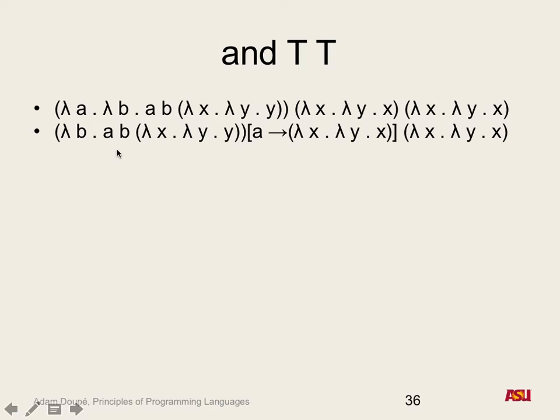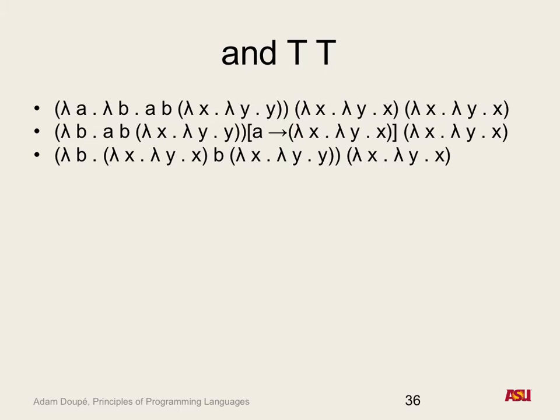So, inside here we're going to have lambda b dot a b, lambda x dot lambda y dot y, and inside here we're going to replace the a with lambda x dot lambda y dot x. Cool? So we can do that? Everyone agree? Yep. So we've replaced the a with lambda x dot lambda y dot x.